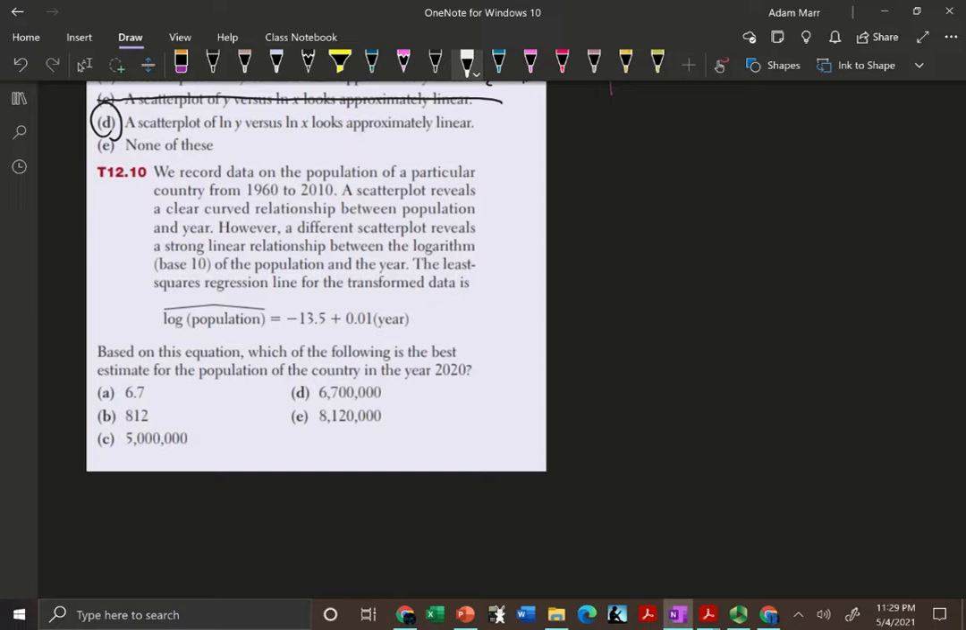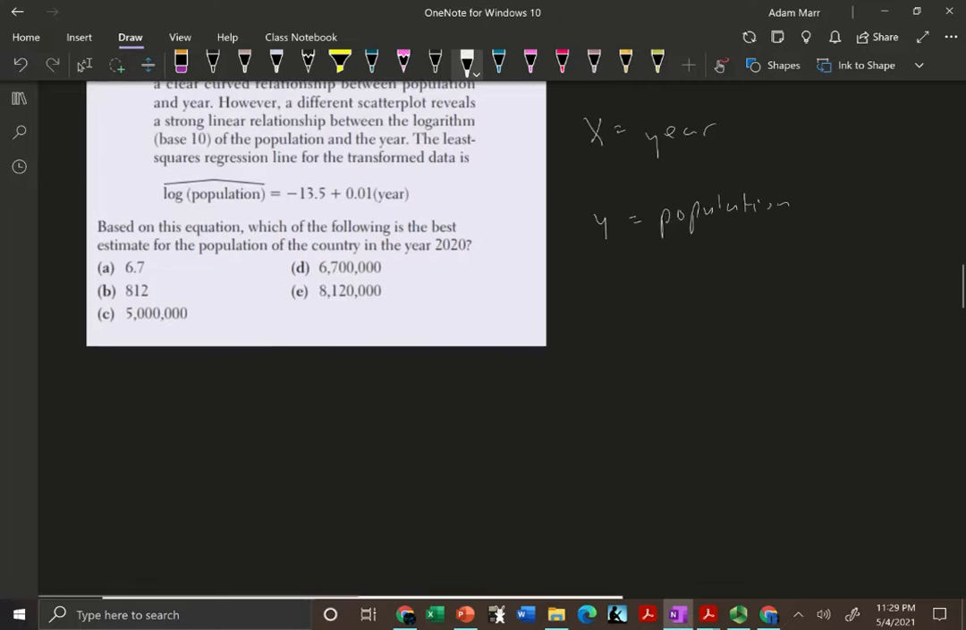They gave us the equation. Just remember right here, in this particular case, x is the year, and y represents population right here. And this hat just means predicted, okay? So no problem. Based on this, which of the following is the best estimate for the population in the year 2020? So we're just going to go and write this out. Log of population equals negative 13.5 plus 0.01 times the year, and the year in this case is 2020. Okay. All right, so we end up getting right here.